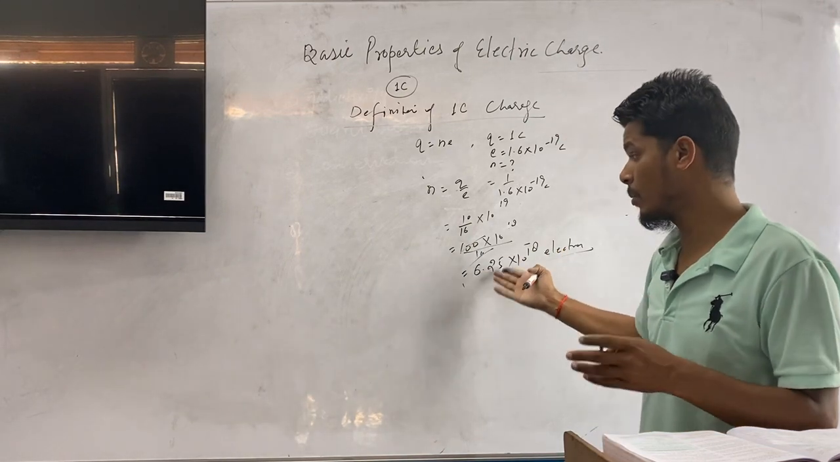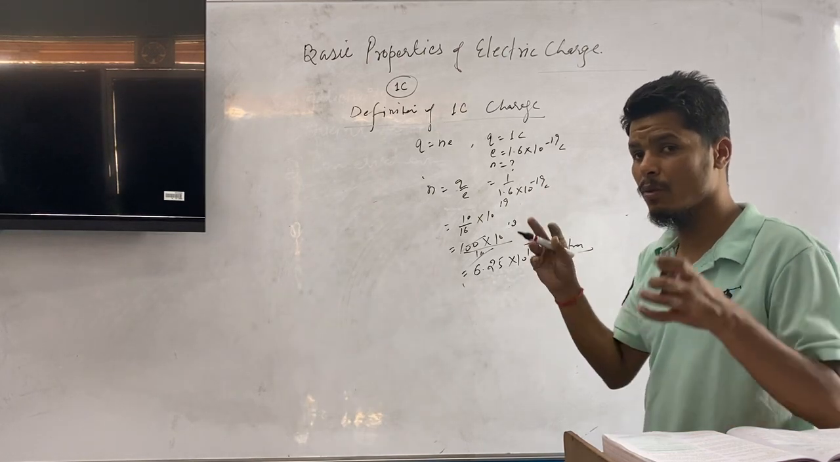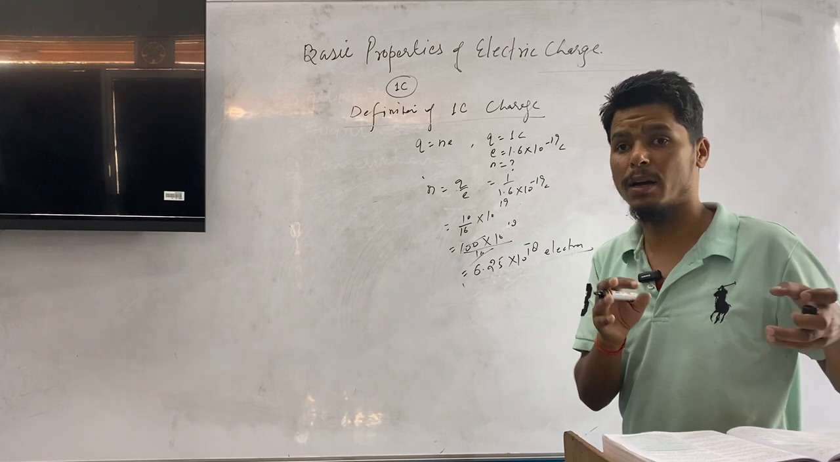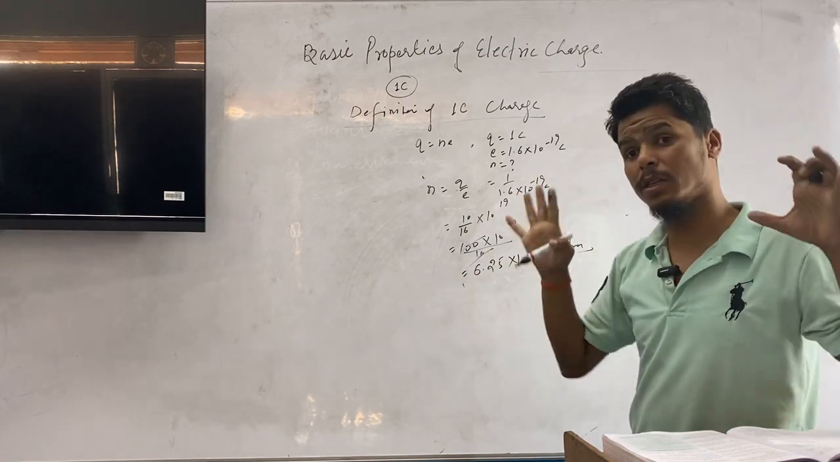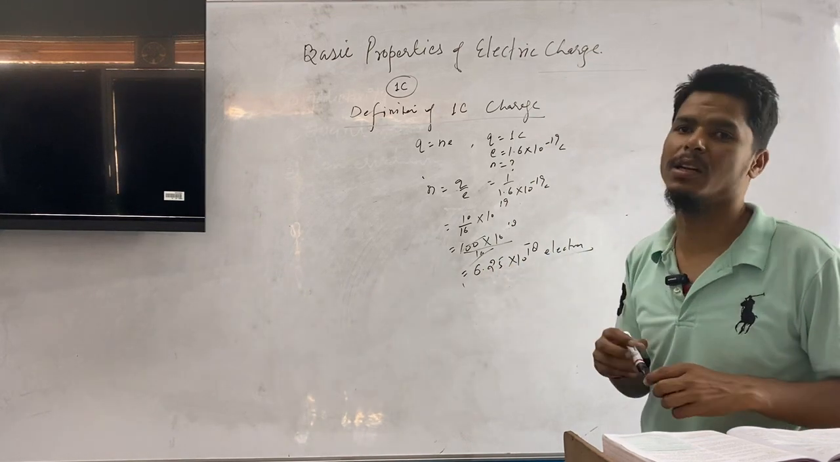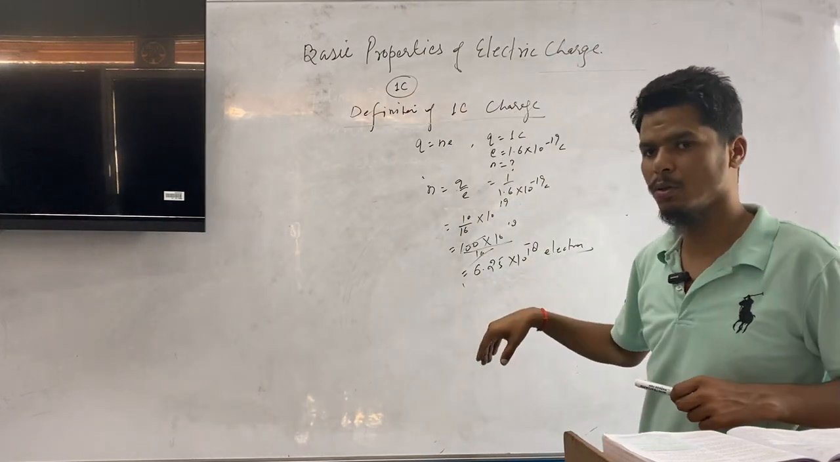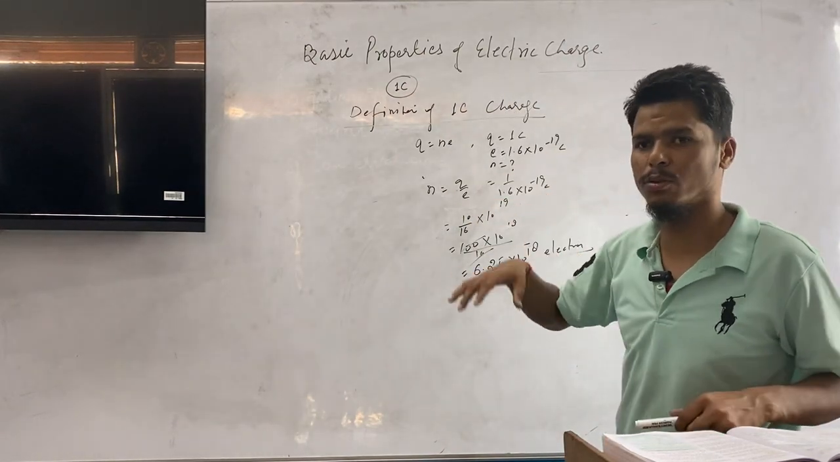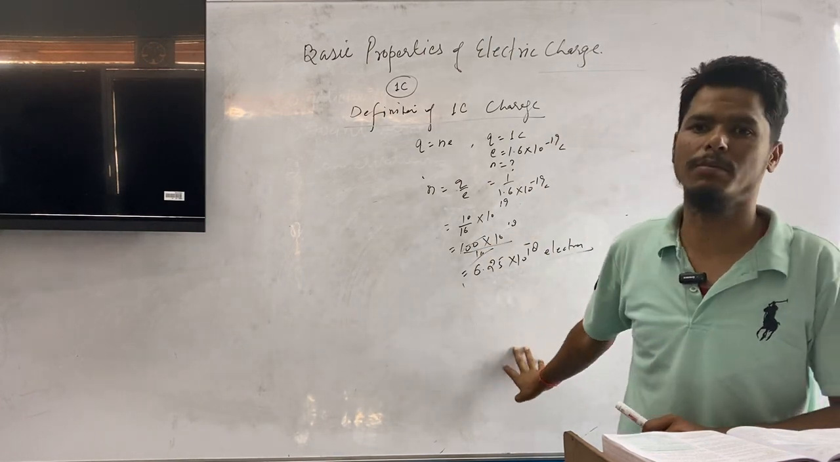This is so much charge. So many electrons are there. If I want to have 1 coulomb charge, the body has to lose so many electrons, 6.25 into 10 to the power 18 electrons. So this is the definition of 1 coulomb, and this is also how many electrons a body has to lose to have a charge of 1 coulomb.